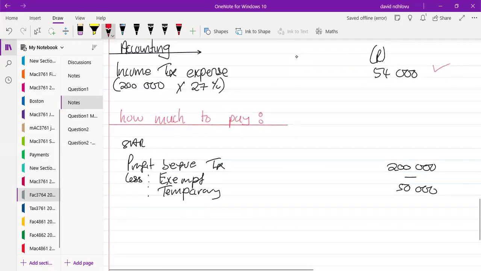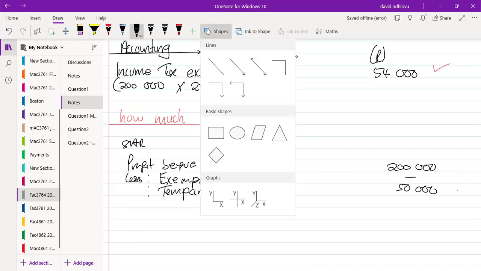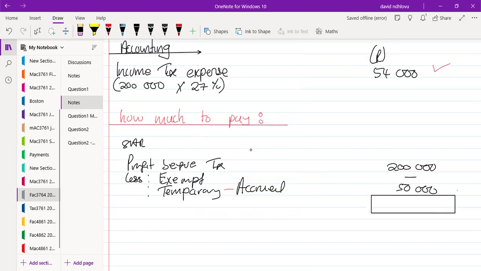However, SARS, when it comes to expenses, does not allow a deduction on these. They will only allow a deduction when the expenditure is paid. So here we are dealing with the accrued expense. SARS will only allow a deduction in the next year. So according to SARS, for the amount that is taxable, you have to add the 50,000 back. So this is your taxable income.